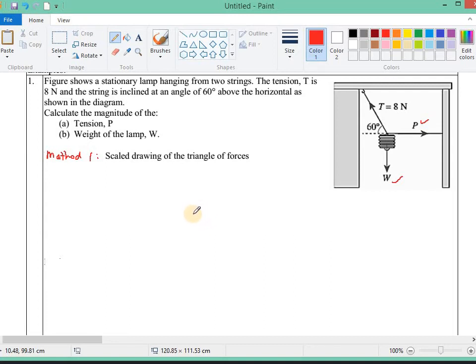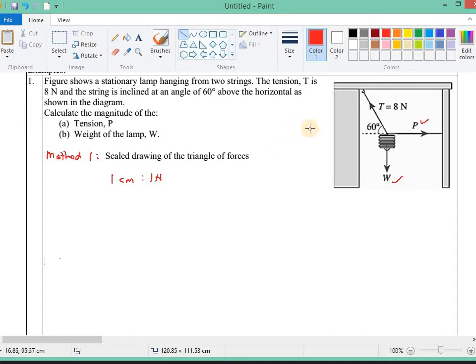Alright, if we want to draw a scale diagram, we need to have a scale. So let's say 1 centimeter to 1 Newton. Okay, we draw a rough one first. So this one, the weight, is going down, T to the right, and this T going upward left. So the rough triangle that we can get is like this.